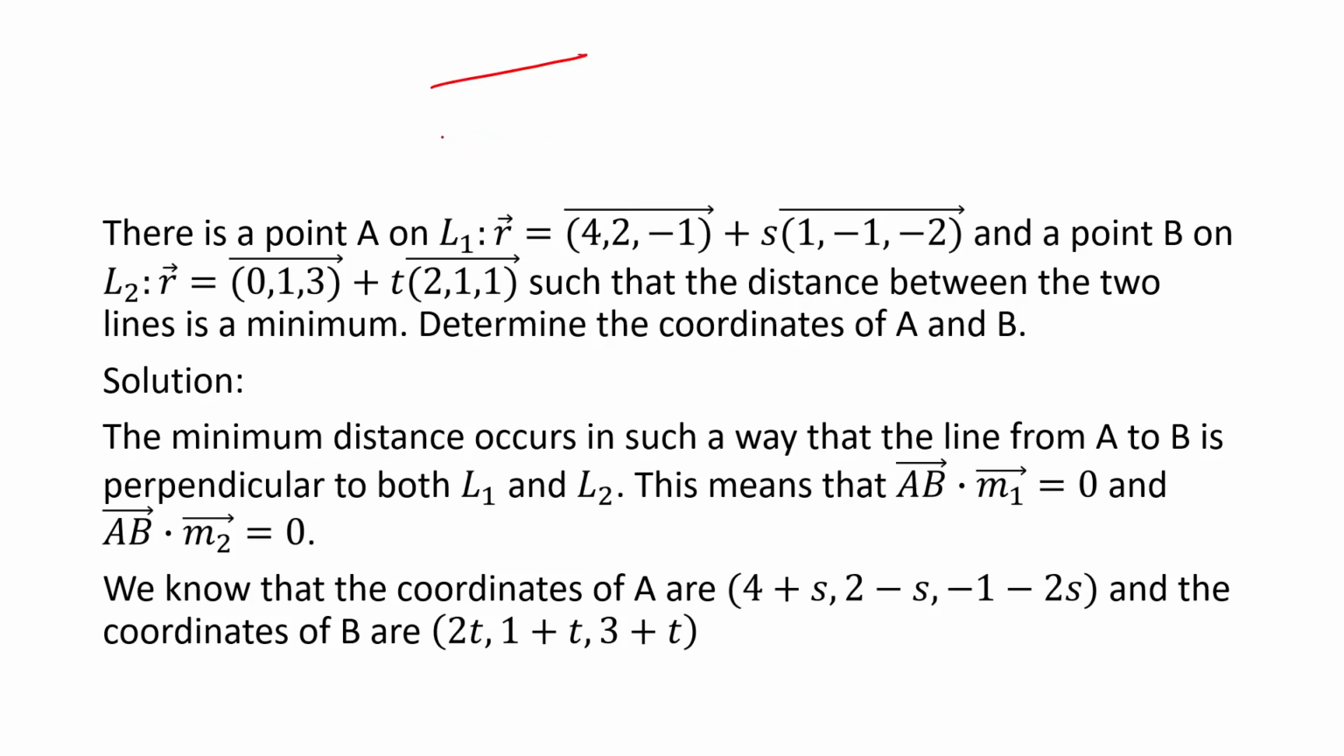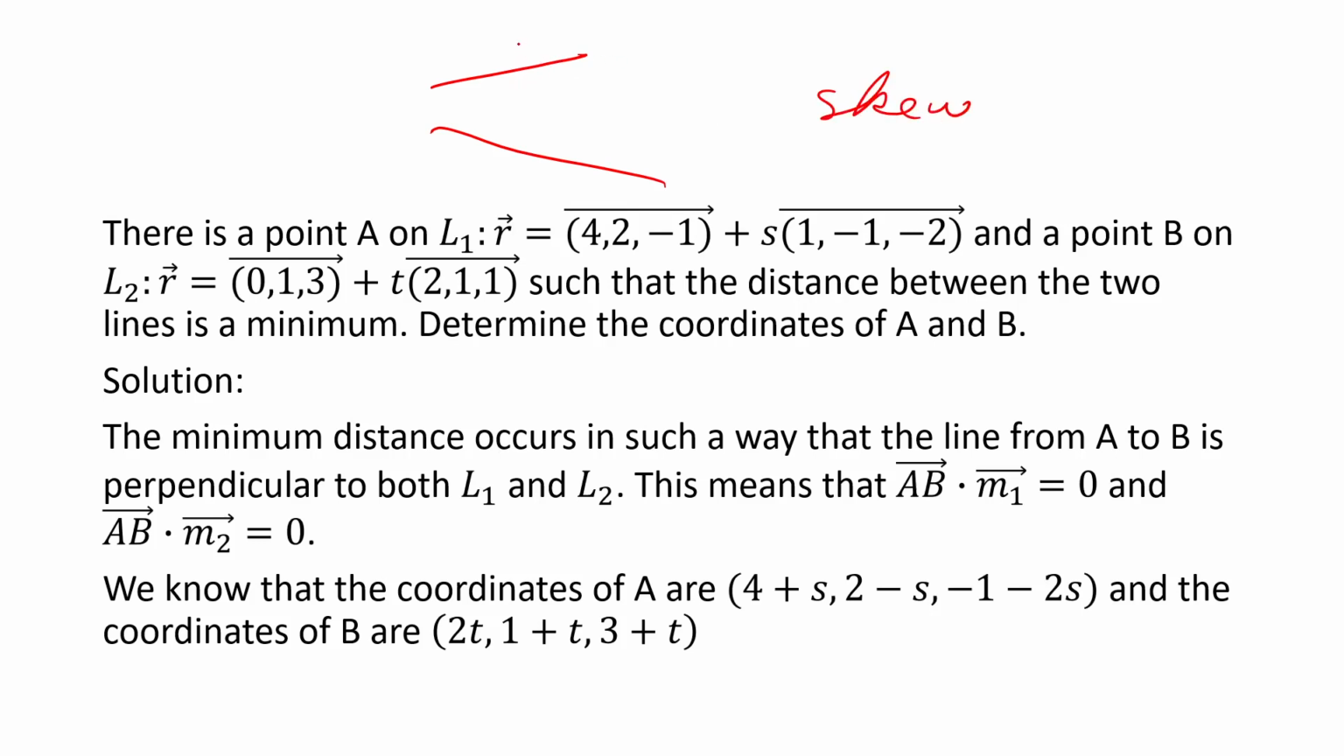These lines are quite possibly what we call skew. When you're in 3 dimensions, it's possible for 2 lines to not intersect and also to not be parallel. It's not possible in 2 dimensions for 2 lines to not intersect and also not be parallel, but it is possible in 3 dimensions. When that happens, those lines are called skew.